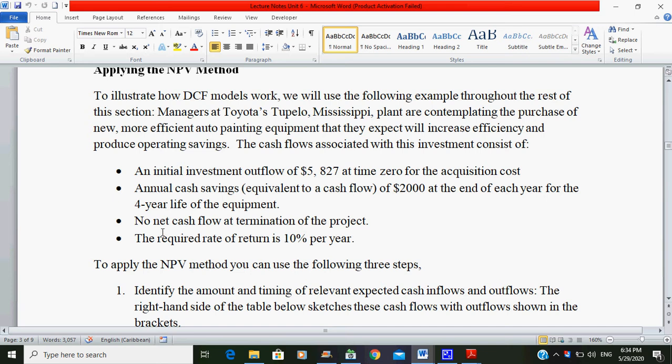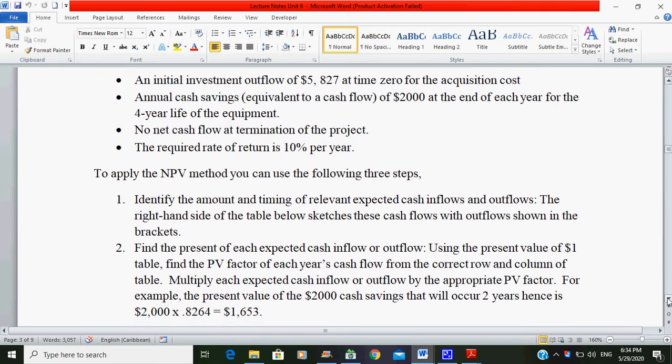The required rate of return is 10% per year, otherwise called the required rate of return, and so forth. To apply the NPV method, you can use the following 3 steps. Identify the amount and timing of relevant expected cash inflows and outflows. The right hand side of the table below sketches these cash flows with outflows shown in brackets.